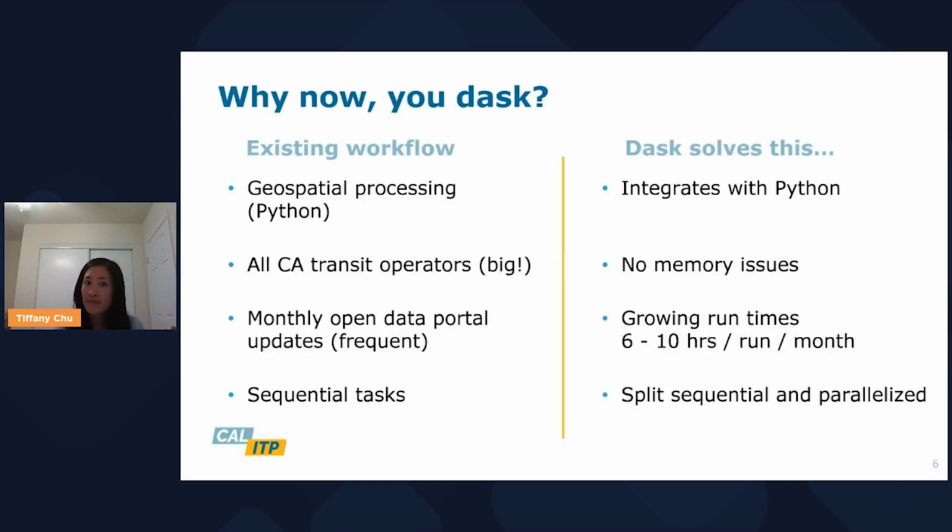So why now, you ask? Well, in figuring out where these areas are, it requires a lot of geospatial processing that we were doing in Python. And because we were working with transit operators in the state, it was big. And we wanted to make this data available frequently. So right now we're publishing on a monthly cadence.